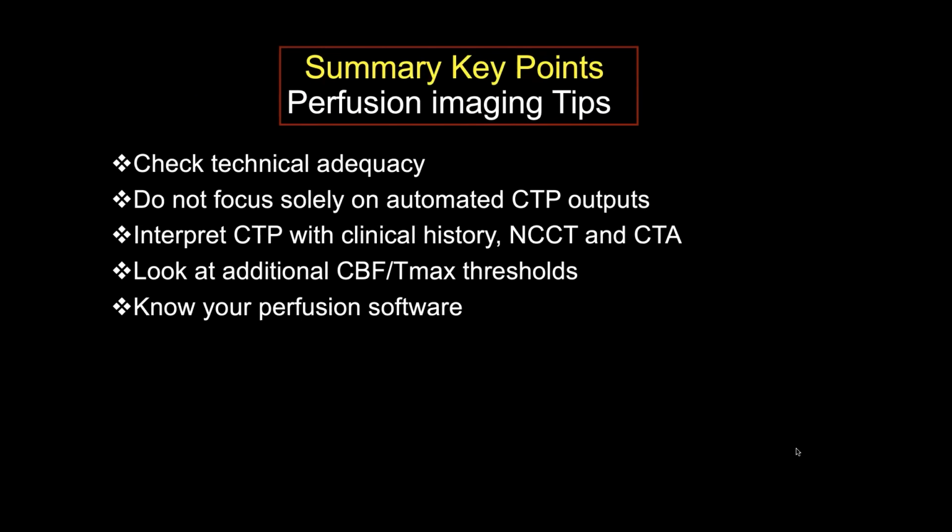So in summary, as you look at your perfusion maps, here are some key imaging tips. Technical adequacy should be your number one thing to check. Do not focus solely on automated CTP outputs. Interpret your CT perfusion with the clinical history, non-contrast CT, and CT angiogram. Look at the additional CBF and Tmax thresholds and know your own perfusion software.